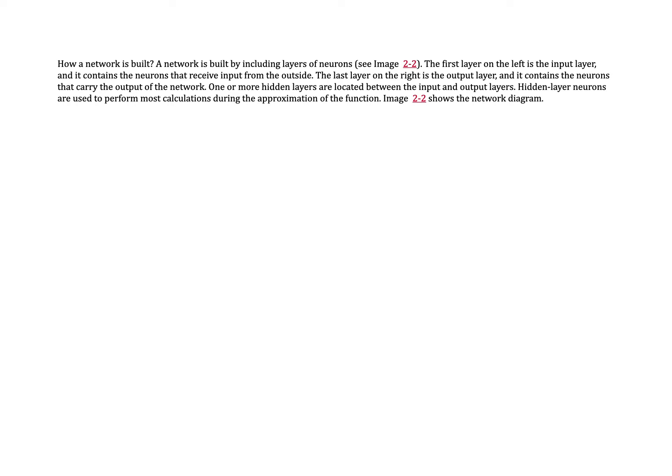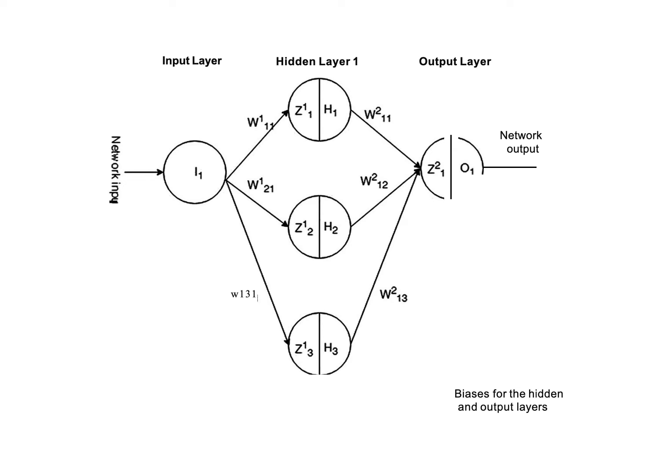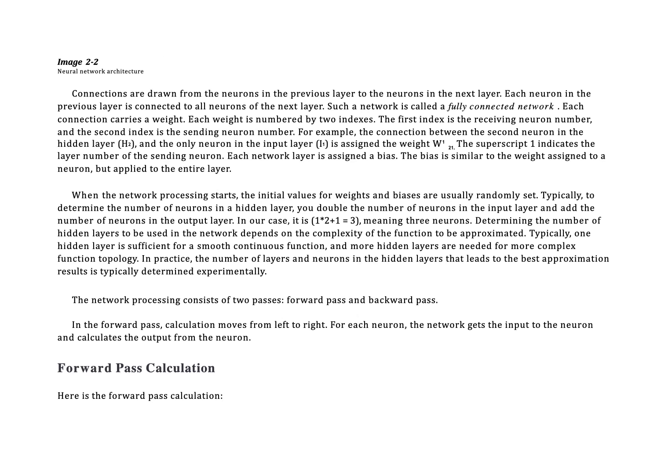Hidden layer neurons are used to perform most calculations during the approximation of the function. Image 2.2 shows the network diagram. Image 2.2, neural network architecture. Connections are drawn from the neurons in the previous layer to the neurons in the next layer. Each neuron in the previous layer is connected to all neurons of the next layer. Such a network is called a fully connected network.